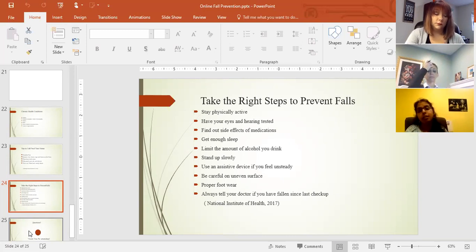Find out the side effects of medications. As I said last month, your pharmacists are your best friend. Talk to them. Once you're put on a new medicine, ask them if it can cause you to fall. Does it increase your fall risk? Does it cause dizziness? Does it interfere with the medications you're already on? So ask those questions. The pharmacists will really help you out.